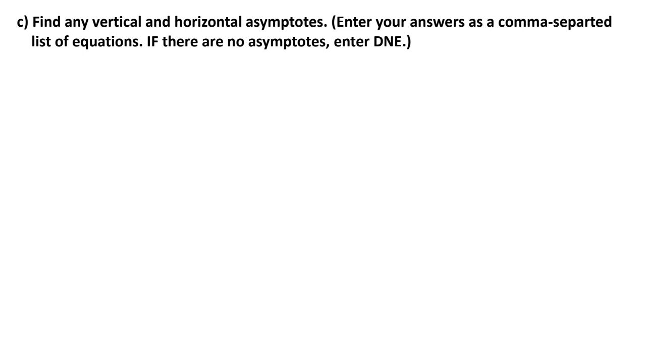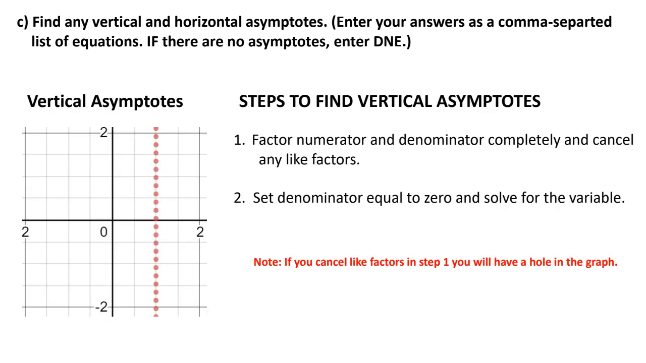I'll go over each one first. To find the vertical asymptotes, these are the steps. First, make sure that you factor the numerator and denominator completely and cancel any like factors. Then we set the denominator equal to 0 and solve for the variable. When we find that asymptote, we graph it with a dotted line. If you happen to cancel any factors in step 1, that's going to create a hole in the graph.